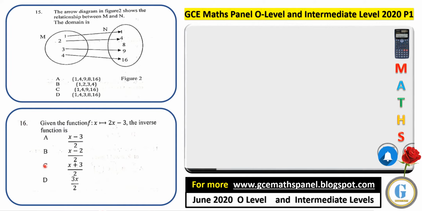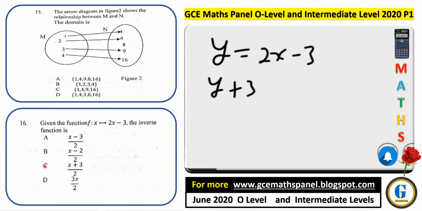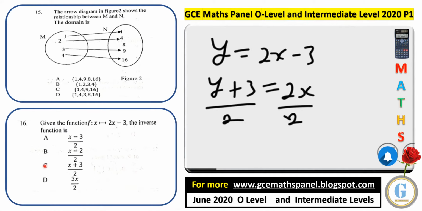We can equally solve it. So we say let y be equal to 2x minus 3. Then we solve for x. We'll have y plus 3 being equal to 2x. Dividing both sides by 2, we will have x equal to y plus 3 on 2. Therefore, you can now replace y by x. So we'll have x plus 3 on 2 equal to f inverse of x. So we have the same result.